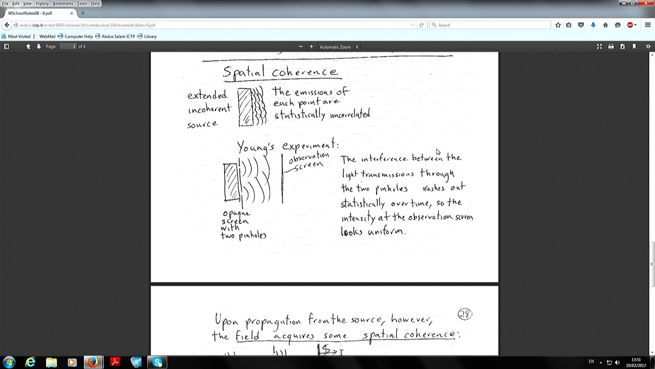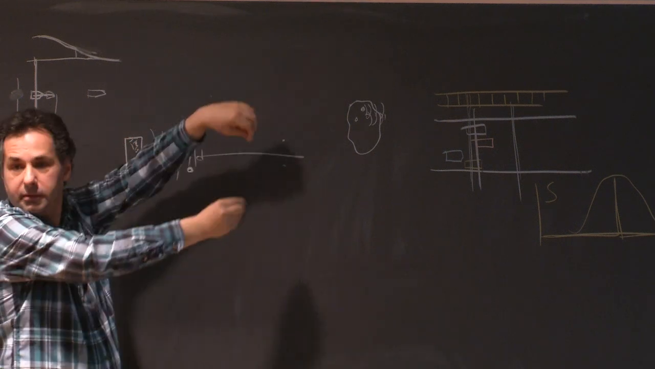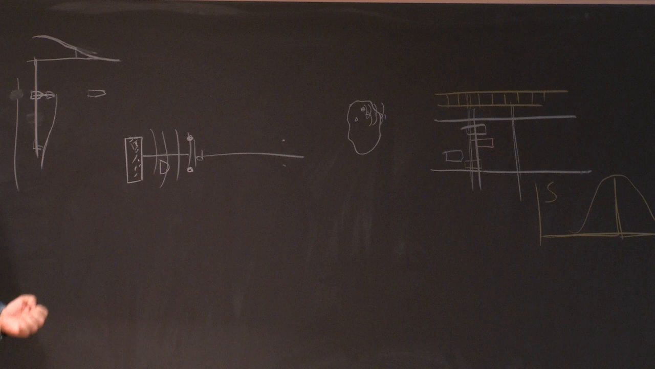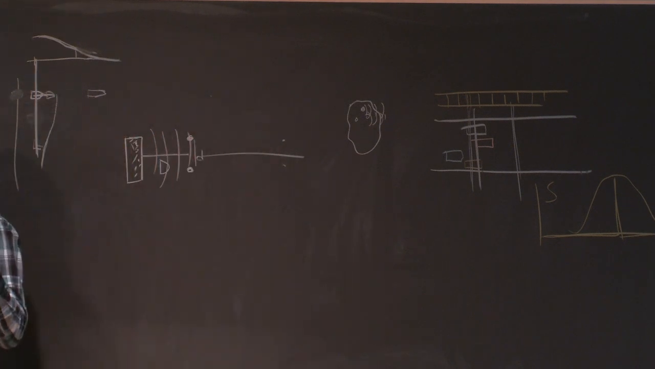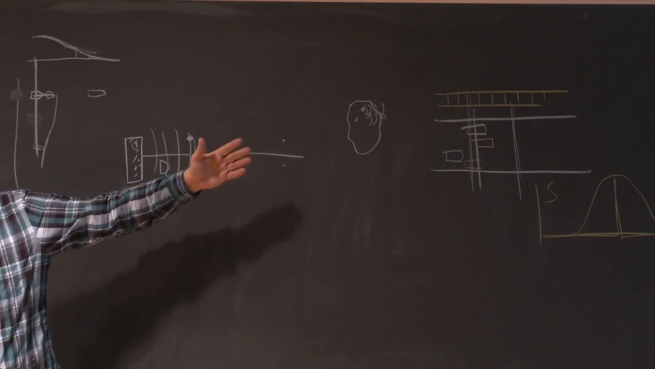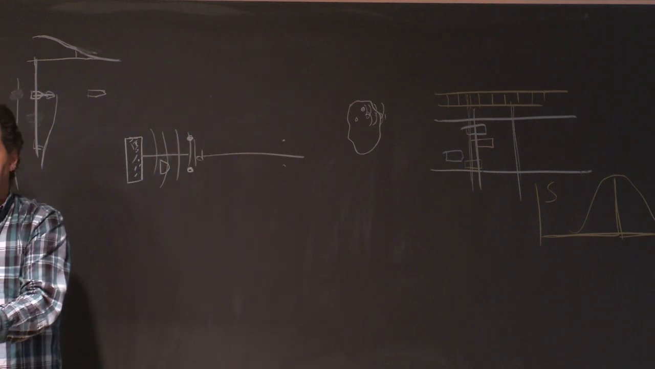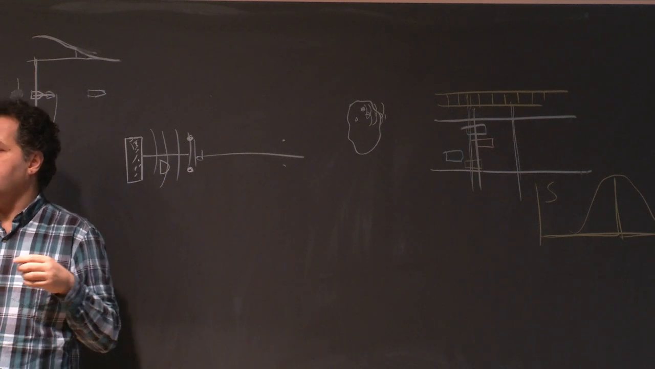Say I choose this to be the point where the correlation drops to about half. Or say I can separate this more and more, and I can measure the coherence width. Now I come further away, and I repeat my experiment. What do you think? As you propagate away from the source, does the coherence width get larger or smaller? Do we gain spatial coherence or do we lose spatial coherence?